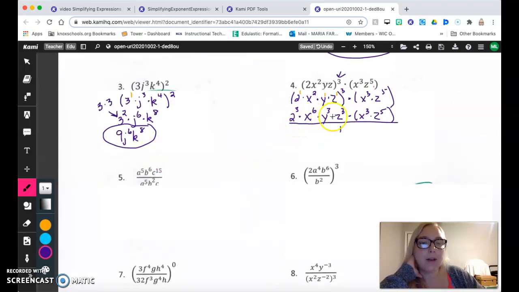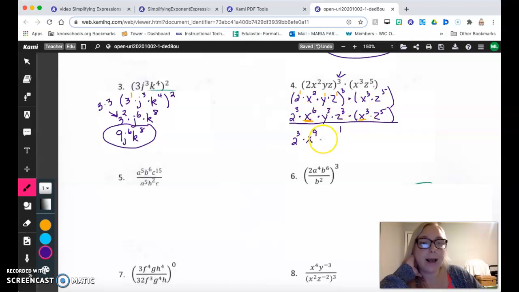We don't have another coefficient here to multiply with, so we're going to just drop down that 2 to the third and worry about it later. We do have multiple x's that are being multiplied together. We have x to the 6th here times x to the third. So we're going to keep that base, and we're going to add the exponents. If they're on the same side, we add the exponents. We have 6 plus 3, that's x to the 9th power.